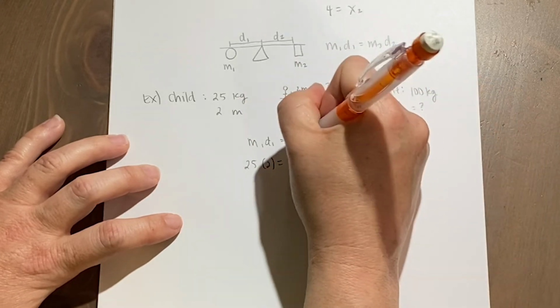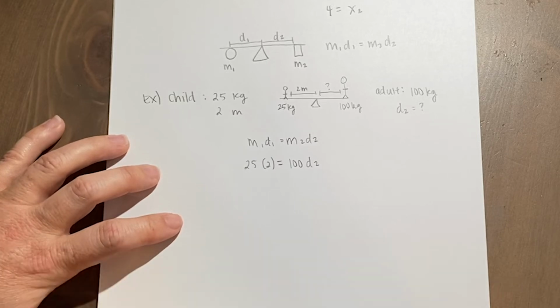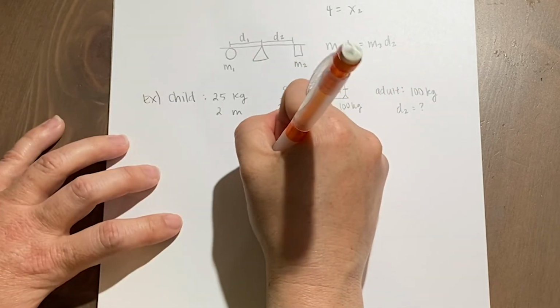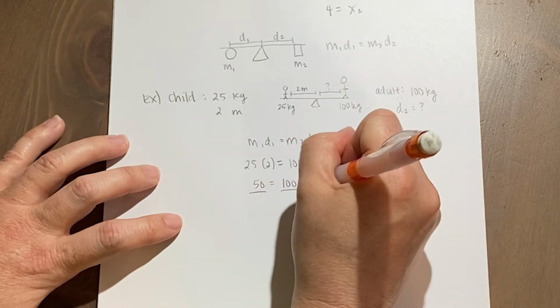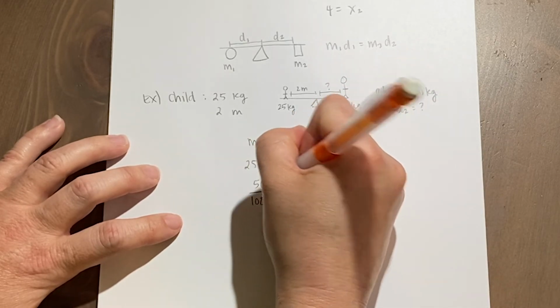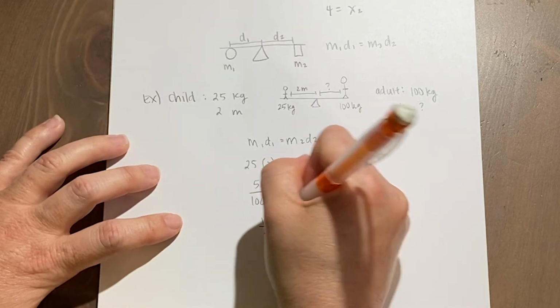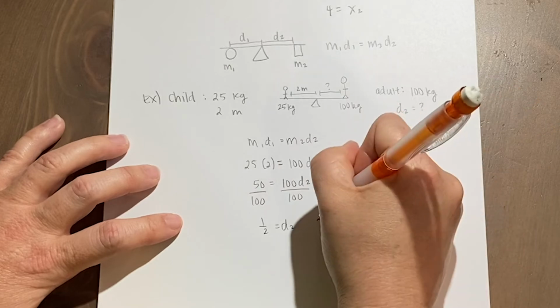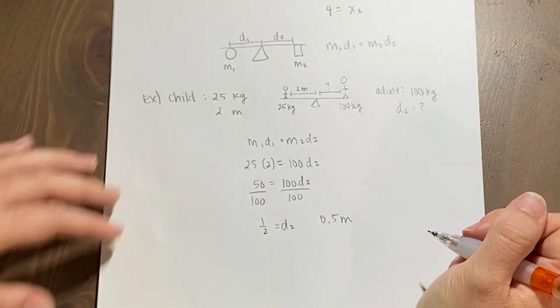And then for our adult, we've got 100 for the mass, but we don't know the distance that we want to use for that one. So 25 times 2 gives us 50. 50 equals 100 times D2. We're solving for D2, so we're going to divide by 100. So 50 over 100 is 1/2. So he needs to be half a meter away.